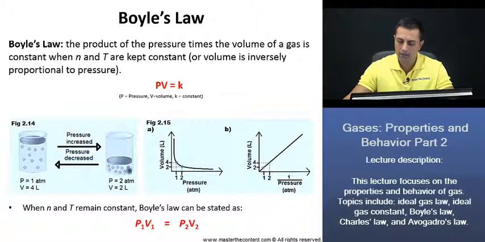Now, if we take a look at figure 2.15a, where we have volume plotted against pressure for a mole of gas at a constant temperature of 0 degrees Celsius, we see that we have a curve being produced here, and that is once again due to the inverse relationship of pressure and volume. Now, if we wanted a straight line, we can obtain one. If we take a look at figure 2.15b, we see the plot of volume versus the reciprocal of pressure, and we have a straight line. Now, what do we think is the slope for this straight line?